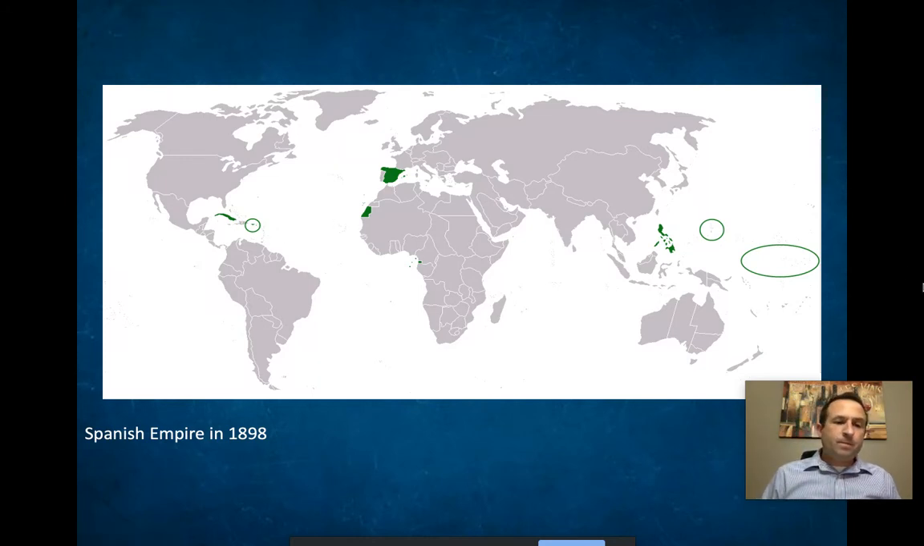Now, Cuba is where we're going to start our story. Cuba, for the last 25 years of the 19th century, has been fighting multiple wars of independence against Spain. Cubans wanted to be free of the tyrannical rule of Spain, very similar to how we wanted to be free of British rule back in 1776.